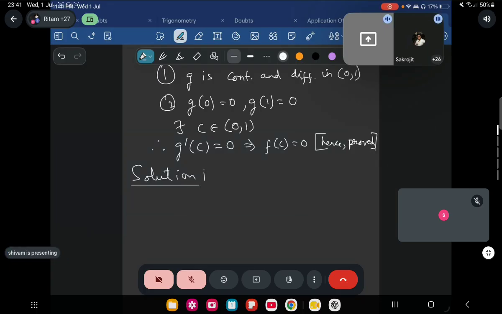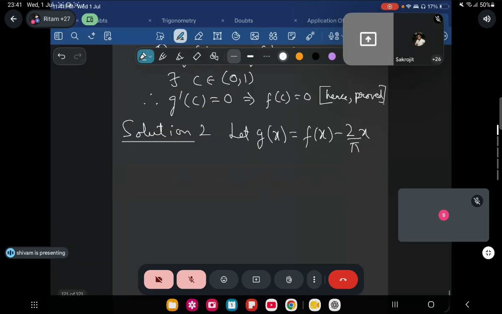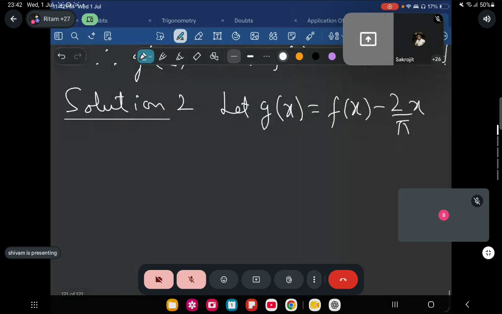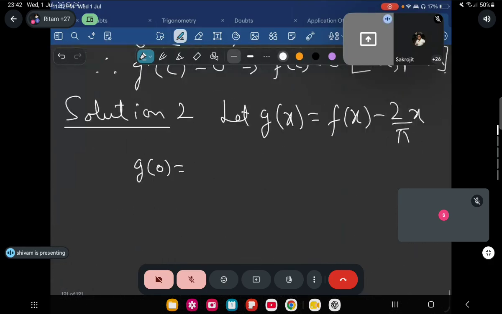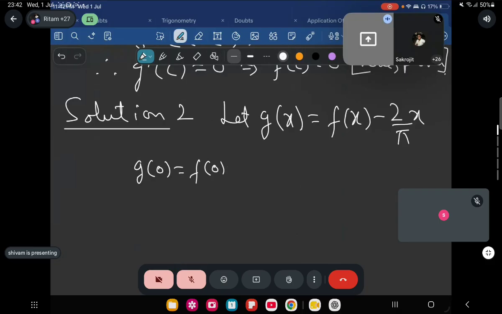Means if you take a new function like g of x or h of x equal to f of x minus 2x by pi, and then find the derivative of it. Let g of x be equal to f of x minus 2 by pi x. Right. So, everyone pay attention. What is g of 0? Tell me. g of 0 is equal to 0 only.